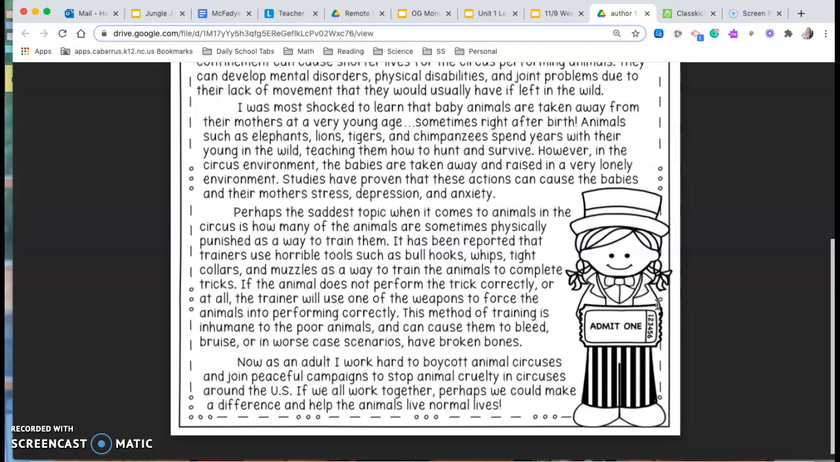Perhaps the saddest topic when it comes to animals in the circus is how many of the animals are sometimes physically punished as a way to train them. It has been reported that trainers use horrible tools, such as bull hooks, whips, tight collars, and muzzles, as a way to train the animals to complete tricks. If the animal does not perform the trick correctly or at all, the trainer will use one of these weapons to force the animals into performing correctly. This method of training is inhumane to the poor animals and can cause them to bleed, bruise, or in worst case scenarios, have broken bones.